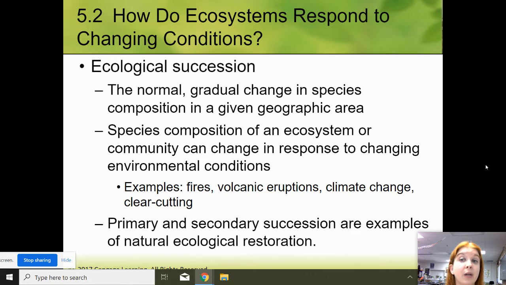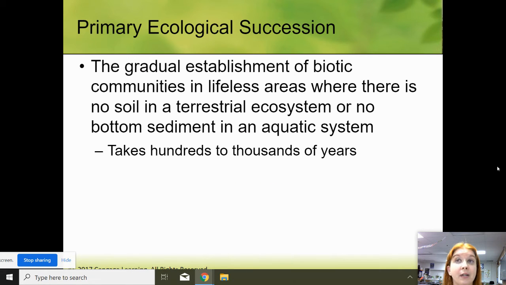So sometimes something happens, a fire, volcano, climate change, clear cutting, and the ecosystem is destroyed in some way. It's going to come back in this process. So both primary and secondary succession are examples of natural ecological restoration. So we're going to start with primary ecological succession, the gradual establishment of biotic communities in lifeless areas where there's no soil in a terrestrial ecosystem or no bottom sediment in an aquatic system.